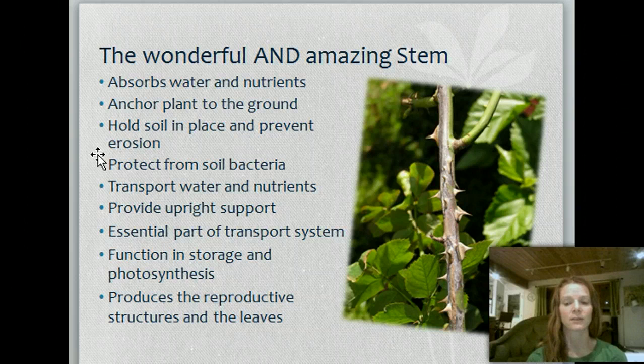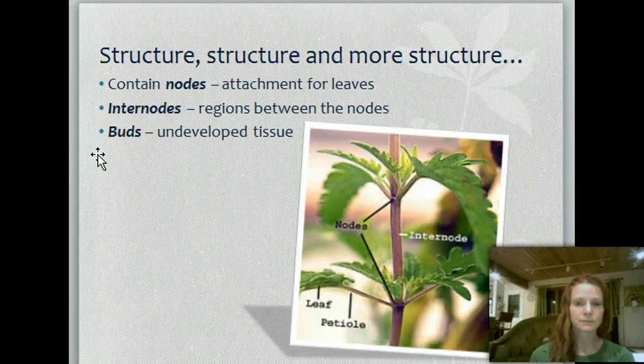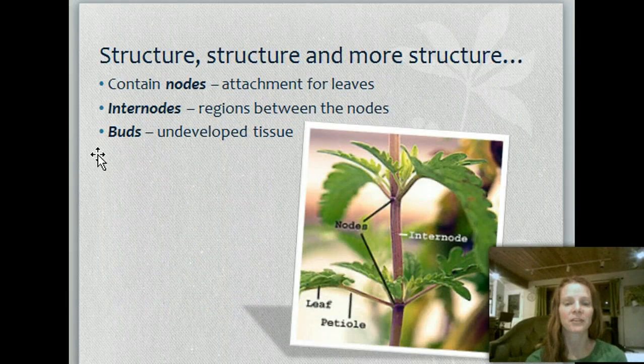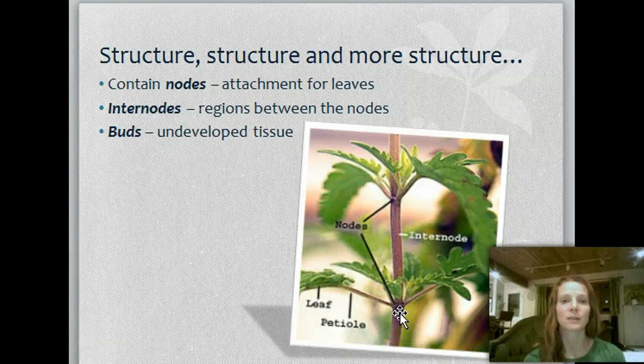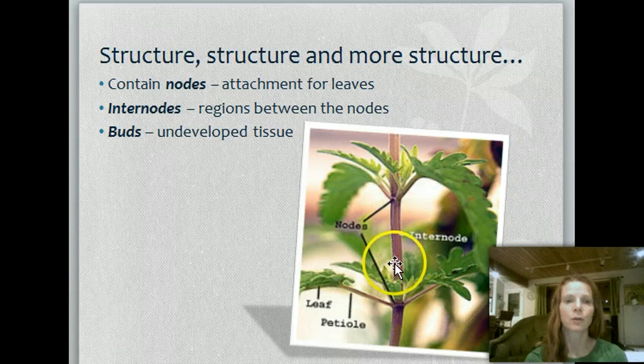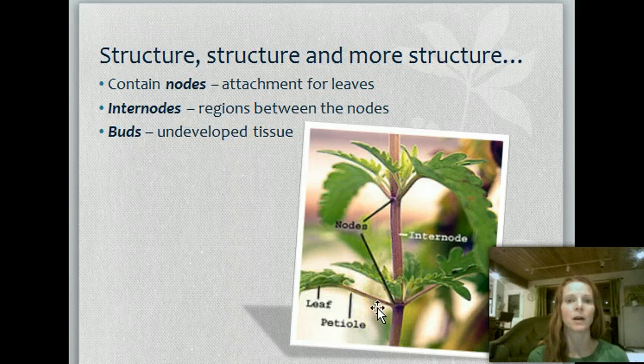To the plant at least, okay? All right, let's talk a little bit more about structure. So when we talk about the stem, we talk about nodes. They contain nodes. These are the attachment for leaves. So when you see that, you can see that there are attachments for leaves. Those are called nodes. The internodes is the region in between these. Inter meaning between. All right, so the internode. And then the buds, obviously, are those underdeveloped tissues that will come from, basically, those nodes.